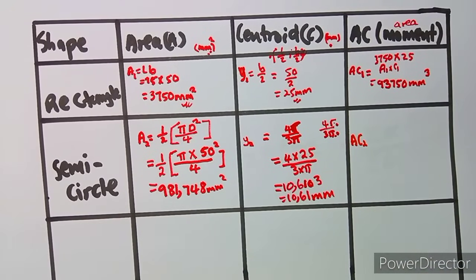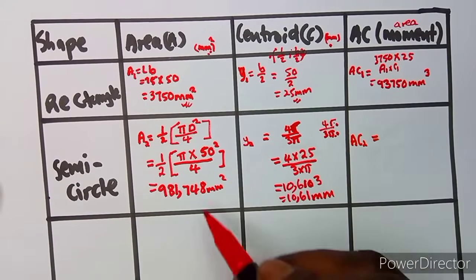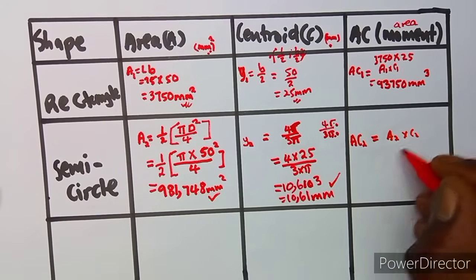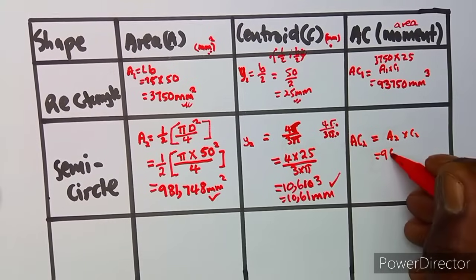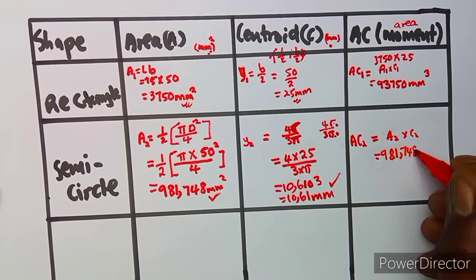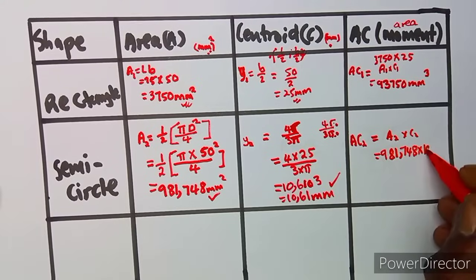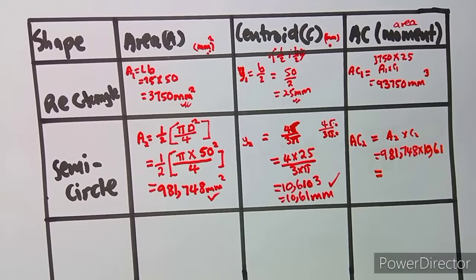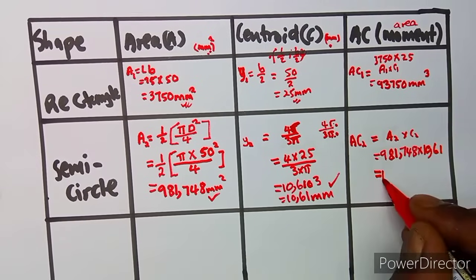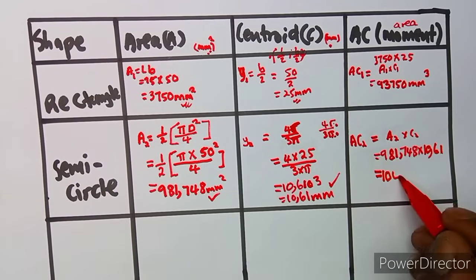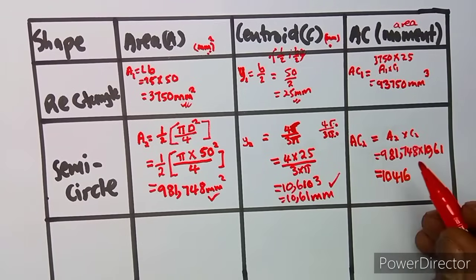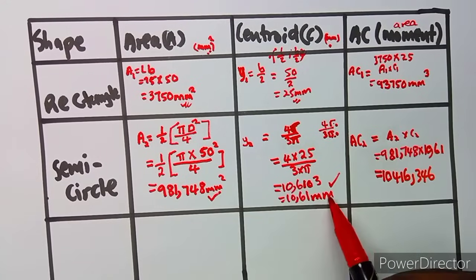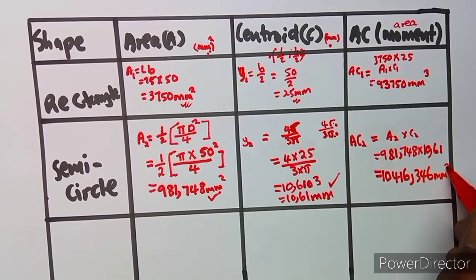Remember, area moment, guys, you simply multiply the two, like what we did. Your area times the centroid. So your area 2 times the centroid 2, which is 981.748 times, in this case, that's our centroid, which is 10.61. All right, so if we multiply properly here, we are going to obtain 10.416, okay, 3.46. Remember, we've got square millimeters and millimeters, which is cubic millimeters in this case.